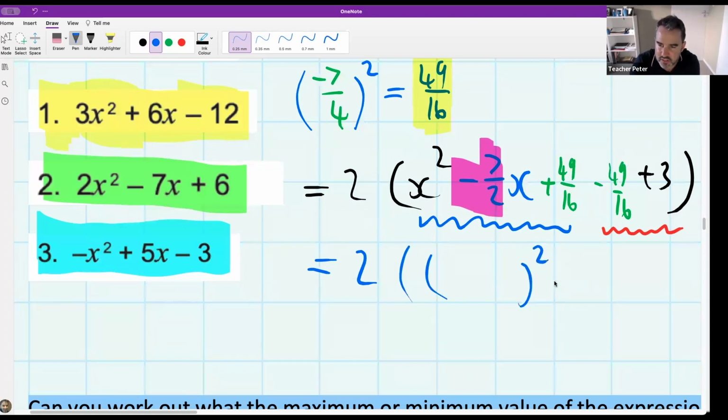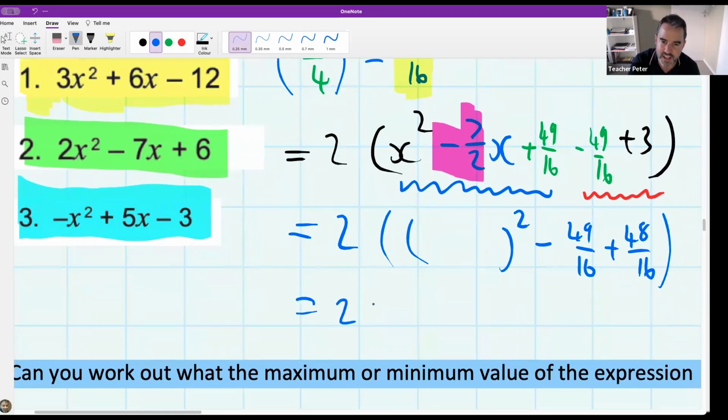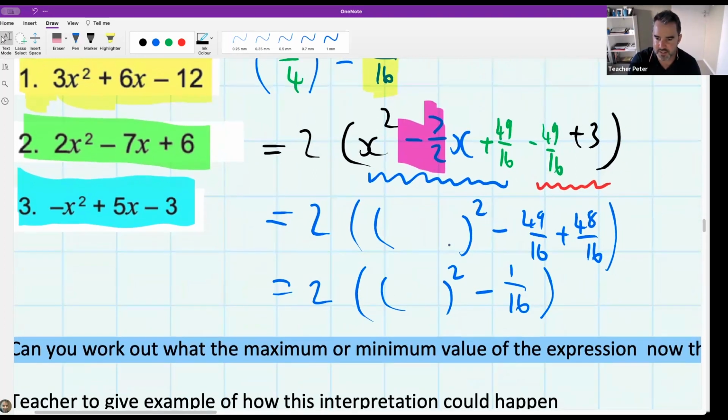Now, we can use our calculator if we like to help us a little bit here, or we could use the power of fractions and go 49 over 16, and then this is plus, what's 3? It's 48 over 16. That's a bit of a sneaky way of doing it. I haven't figured out what's here, but I do know that's going to be that. What I want to know is what goes inside the bracket. What goes inside the bracket?